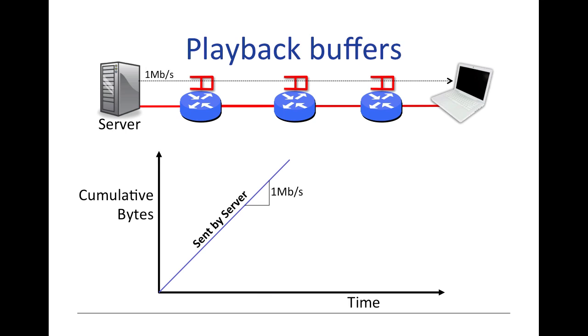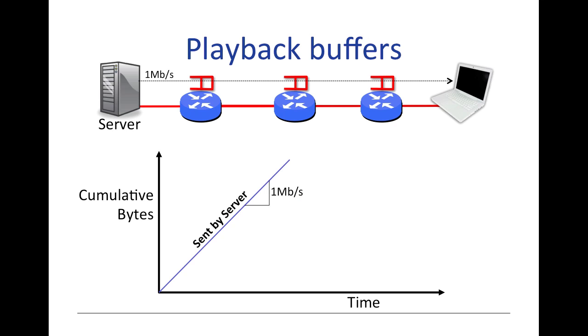This graph shows the cumulative number of bytes sent by the server as a function of time. Because it's sending at a fixed rate of 1 megabit per second, the line is straight. The cumulative number of bits or bytes that it sent as a function of time is a straight line. And so after 1 second, it will have sent a megabit, a million bits, and after 10 seconds, it will have sent 10 million bits.